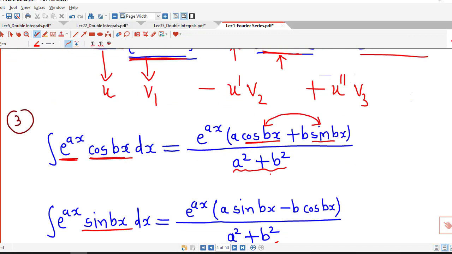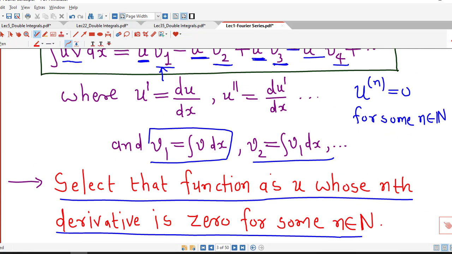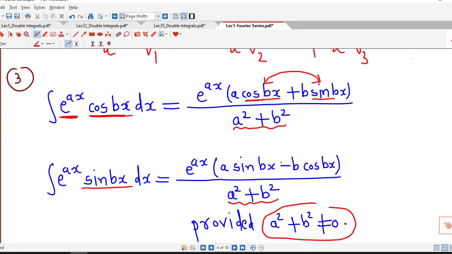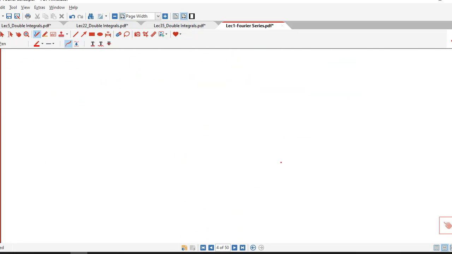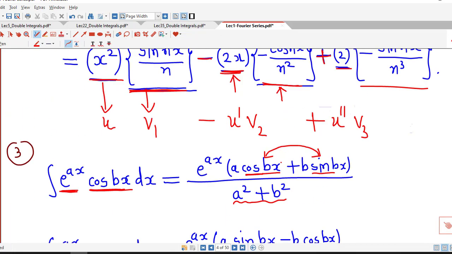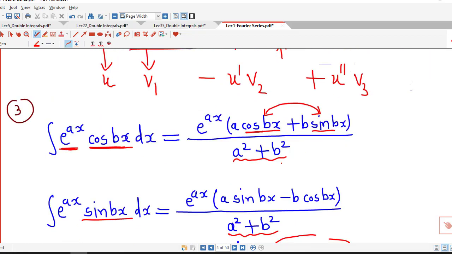So all these things are very useful to understand Fourier series. In the next lecture we will see what is Fourier series, and we will see how to represent a given function as a Fourier series.